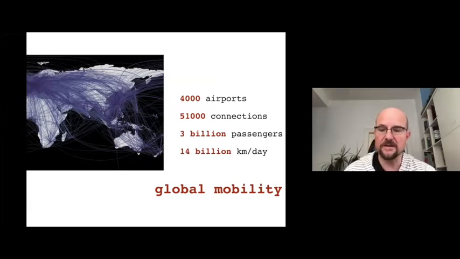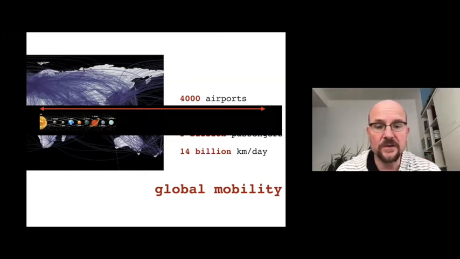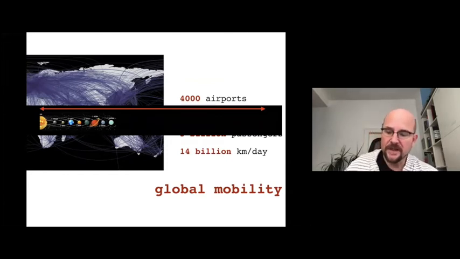And just to get an idea of what that number means, it's about 3 times the radius of our solar system, so the distance between the sun and Neptune. So that's what we travel on this network every day. And of course, that has an impact on how diseases spread.